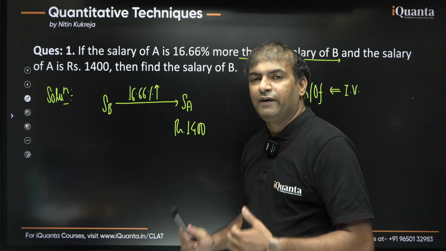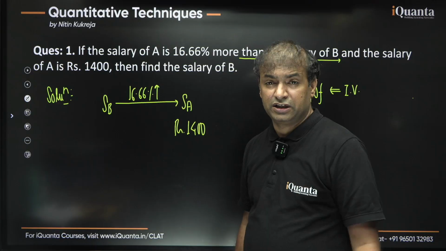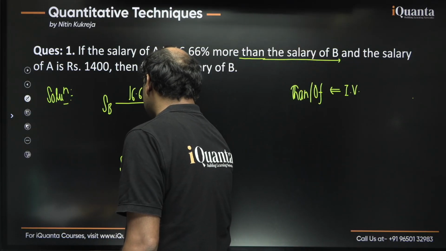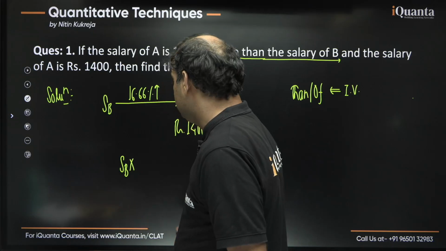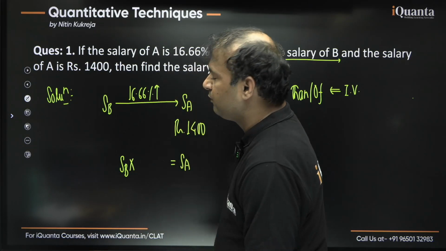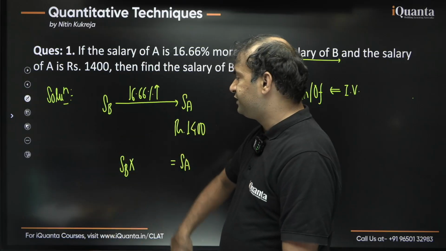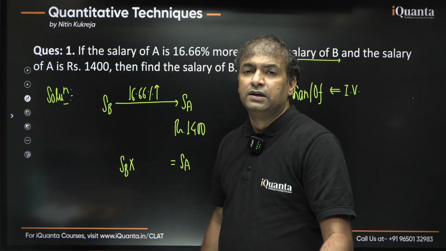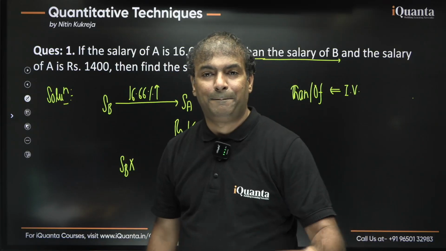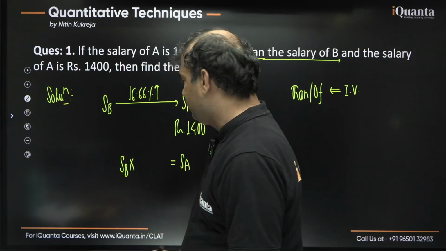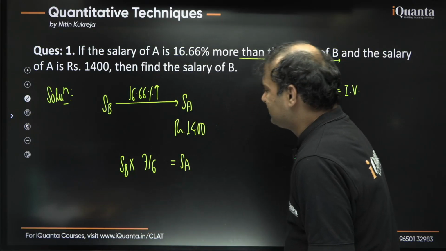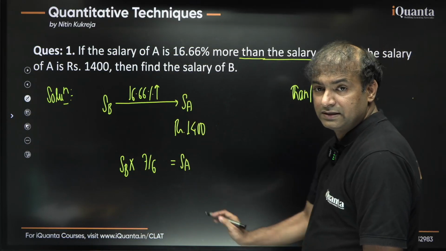The best way of finding the initial value is always the multiplication factor. So guys, what should be the multiplication factor? See, initial value into the multiplication factor has to be the final value. The multiplication factor will come with the help of the percentage change. Percentage change is 16.66% increment. 16.66% is 1 upon 6. Since it is an increment, 1 plus 1 upon 6 will be 7 by 6. So we can say the salary of B into 7 upon 6 is the salary of A.